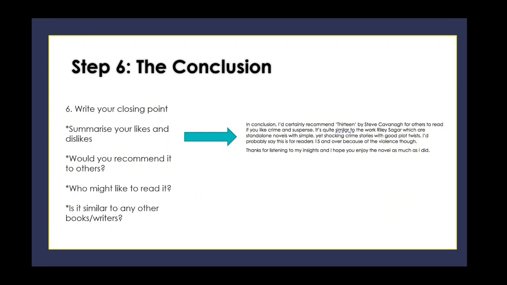Let's look at my conclusion. In conclusion, I would certainly recommend 13 by Steve Cavanagh for others to read, if you like crime and suspense. It's quite similar to the work by Riley Sager, which are standalone novels with simple yet shocking crime stories with good plot twists. I'd probably say this is for readers 15 and over because of the violence though. Thanks for listening to my insights, and I hope you enjoy the novel as much as I did.